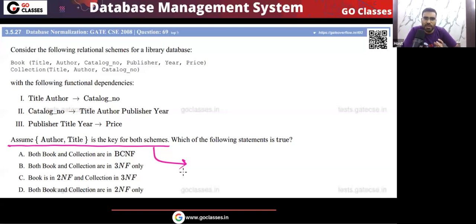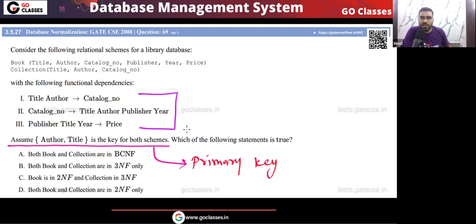primary key or super key? What are we talking about? Tell me. Look at this line. Assume author comma title is the key for both schema. What are we talking about? Here actually we are talking about primary key. The question is talking about primary key, because remember why? Candidate keys you will find from functional dependencies. Yes or no? There can be more candidate keys.